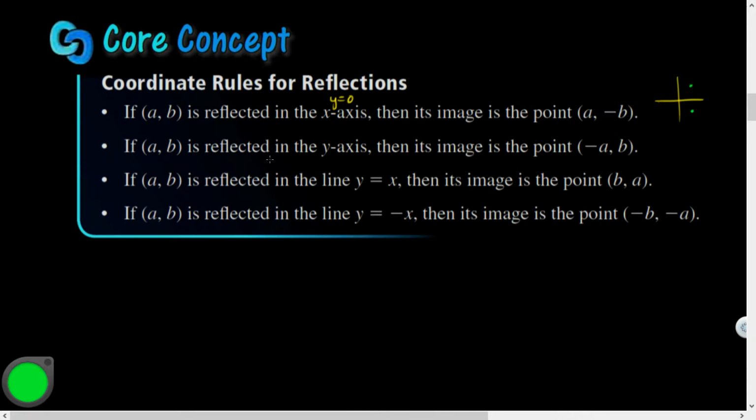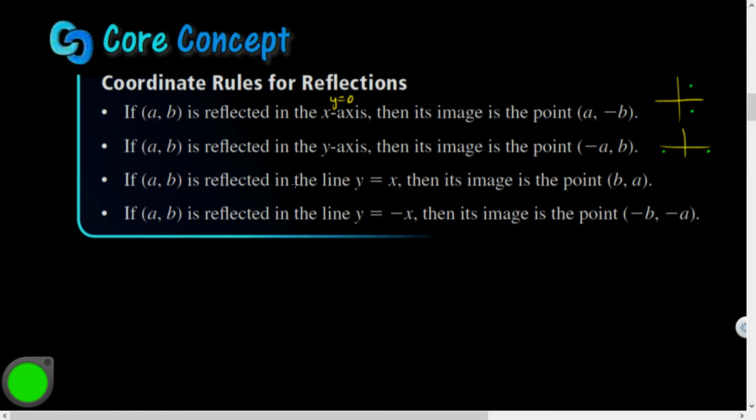Similarly, if AB is reflected in the y-axis, then the image of the point will have the opposite x-coordinate. All right, I'll draw a little picture of that. Why not, shall we? So if I have a point, let's say it's even like over here. Let's say this is like 5, comma, -1. Now it's going to be -5, -1. All right, the only thing that changed is the x-coordinate became opposited, right?